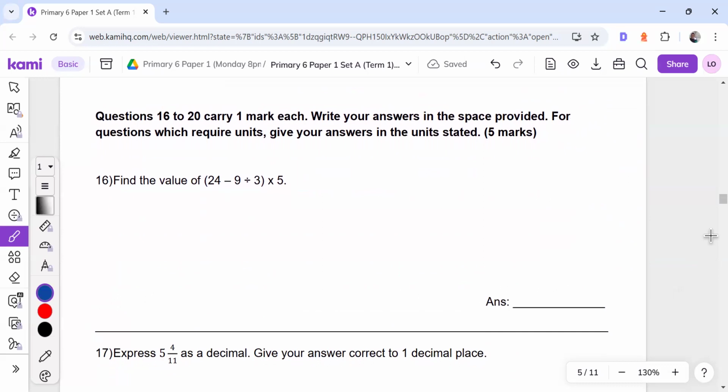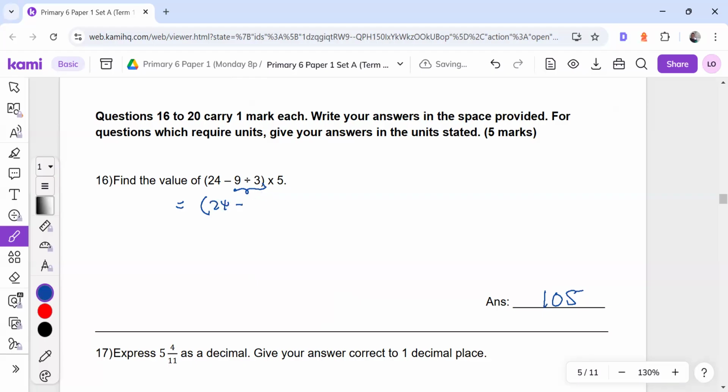Okay, question 16. Question 16, answer 105. Now I hope everybody get this correct. Bracket is the most important to do. Inside the bracket, there's a minus, there's a divide. You must do the divide first. So don't remove the bracket.